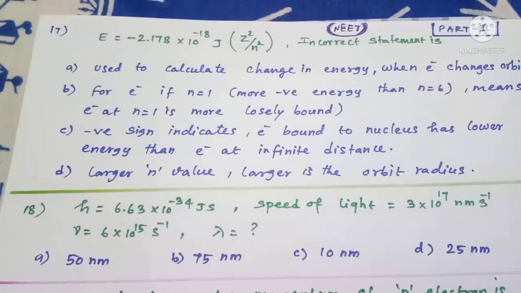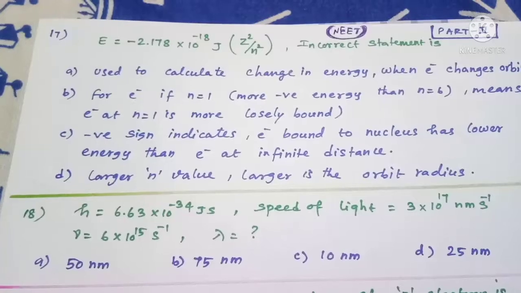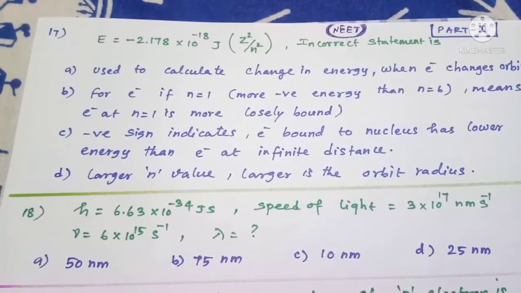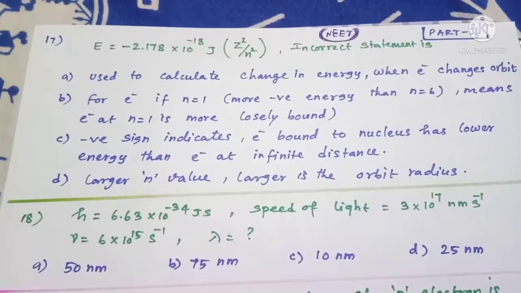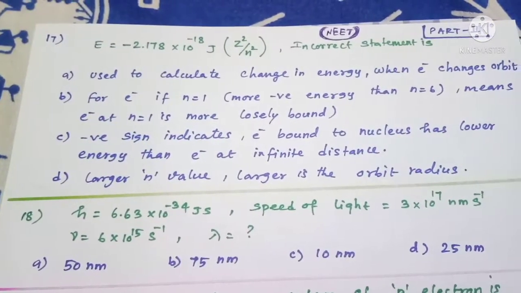Look at question number 17. You are given a formula to calculate the energy of an electron in the nth shell. Then four options are given just below that. Among them, one is incorrect about this formula.